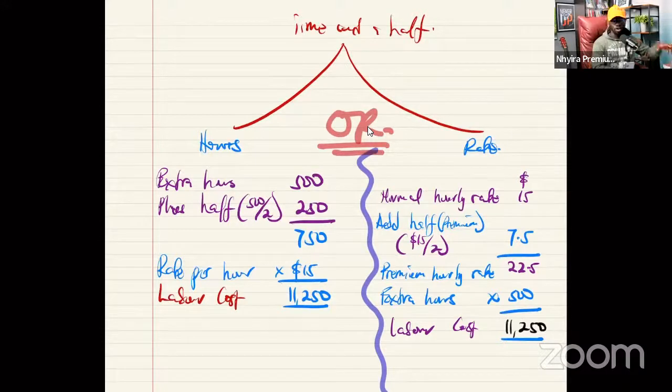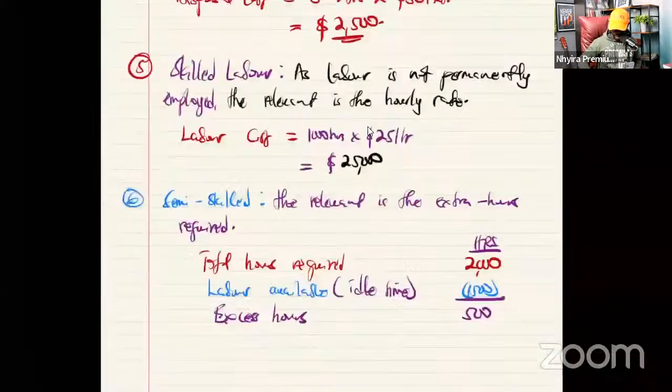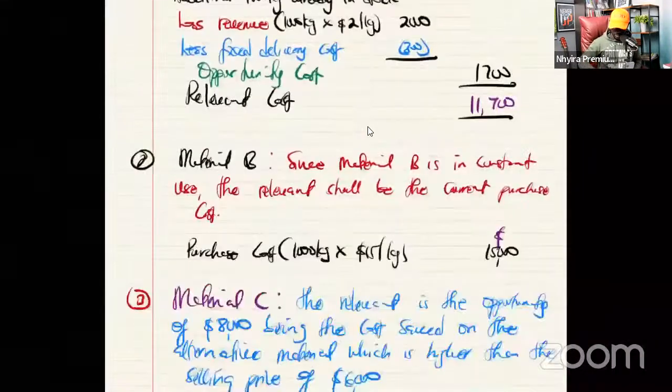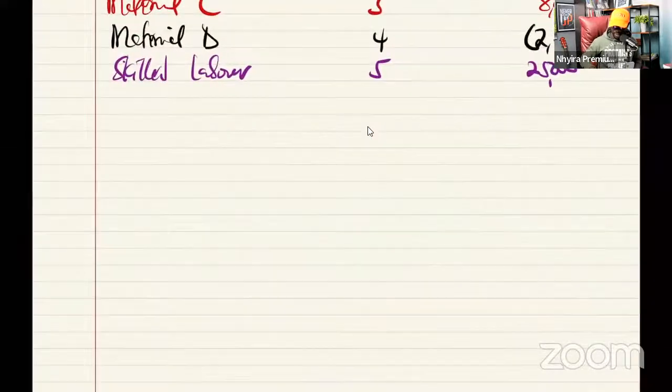So time and a third, 1/3. Time and a quarter, 1/4. Time and a half, 1/2. Double the time, you multiply it by 2. And you can decide to use the hours or you use the rate. Whichever you are comfortable with, you go for it. That is the relevant cost for our semi-skilled labor. Any questions? You raise your hand, we'll bring you up, or you put it in the chat for us.